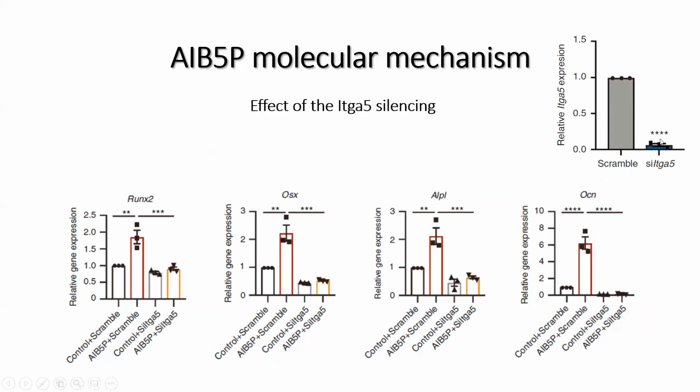Here, confirming the silencing of integrin alpha-5, they found that when the peptide was present and integrin alpha-5 was silenced, the effects that it has when integrin alpha-5 is not silenced were reduced. And the gene expression of the osteoblast differentiation markers was reduced to a normal level, to when the peptide was not there. So they could infer that the peptide that they produced interacts with integrin alpha-5 to bring about its effects.